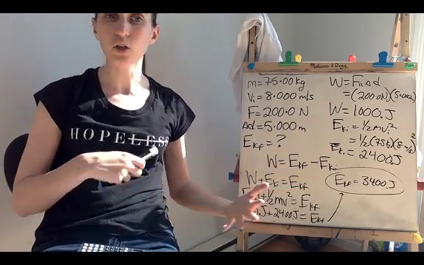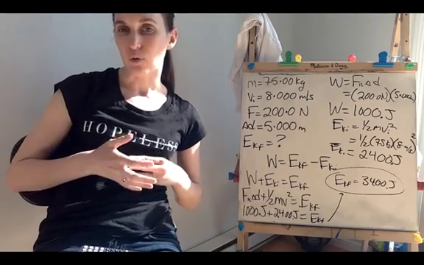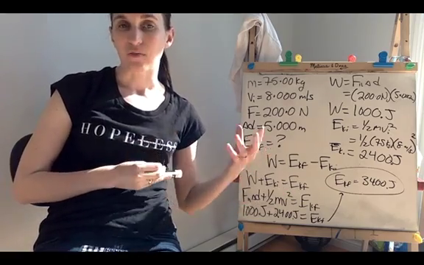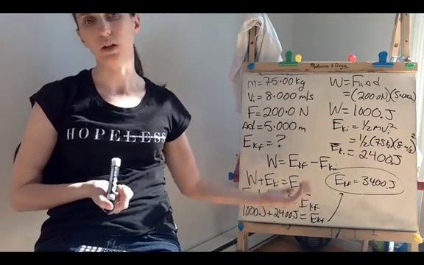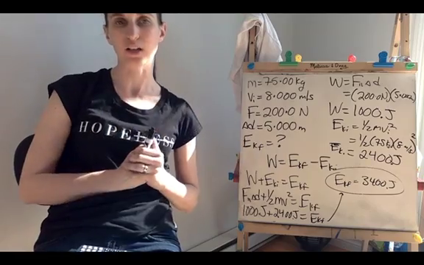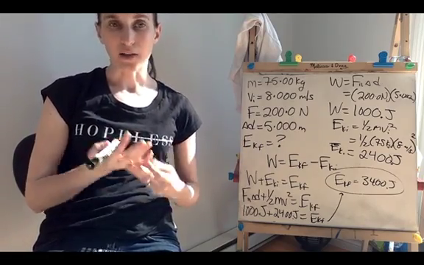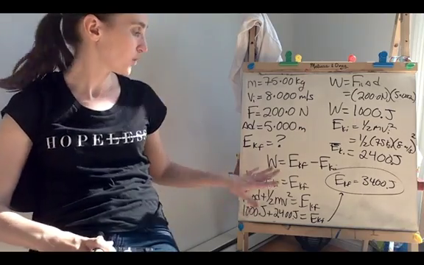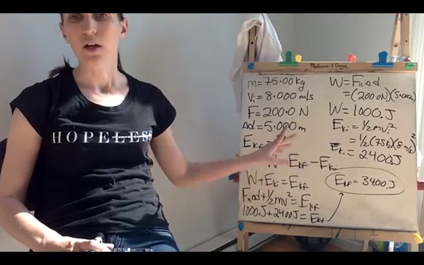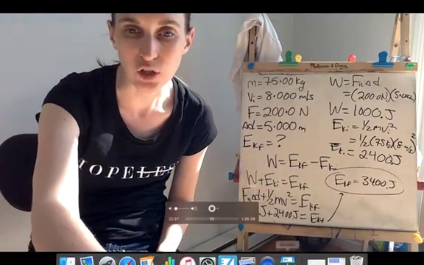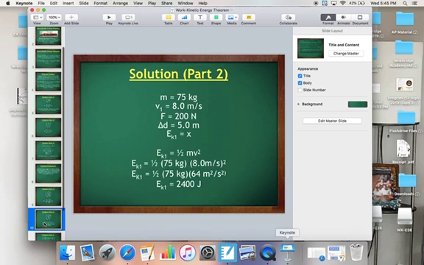And then if we wanted to, we could expand on this question and ask, how fast is the skateboarder moving now? Well, you know that EKF is going to be 1/2 times mass times velocity squared, and you have mass, so it would just be divide both sides by 1/2, divide both sides by mass, take the square root, and you get your velocity. That's showing how we can use both the equations about work and kinetic energy and the work-kinetic energy theorem to solve for missing pieces of information in a question. And there are your solutions typed out there.